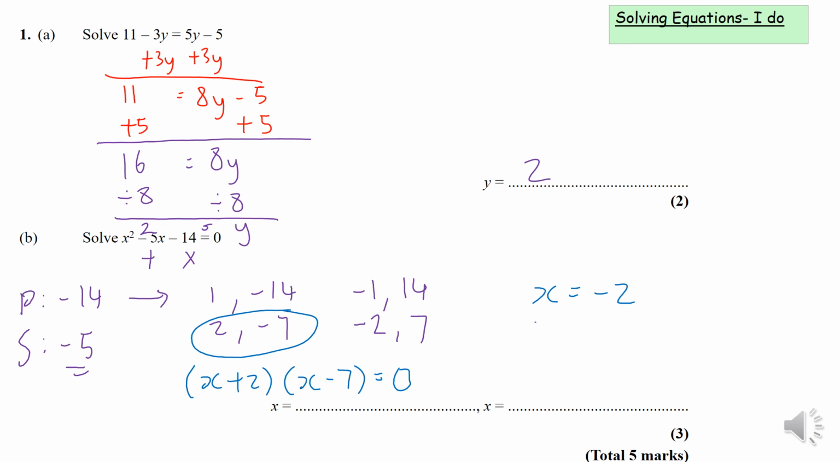minus 2, or x would need to be plus 7. Okay, if I was to replace x with either of those two numbers, the whole equation becomes 0. The quick way is you just flip the signs of the numbers within the bracket and it will give you your two solutions.